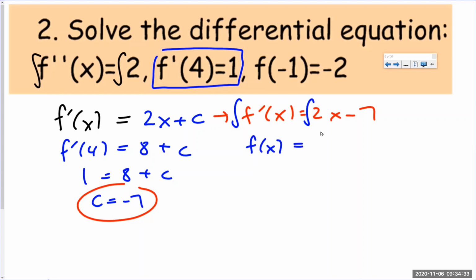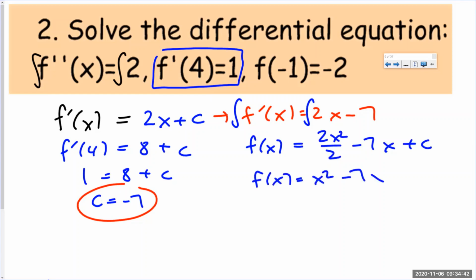This becomes 2x squared over 2 minus 7x. Don't forget Charlie. So f of x is equal to x squared minus 7x plus Charlie, which is a great answer. But the problem is I still have Charlie in there. How do I find out what Charlie is? Plug in right there.